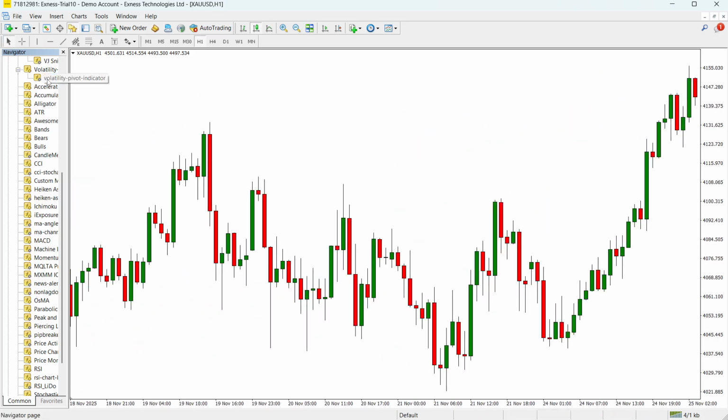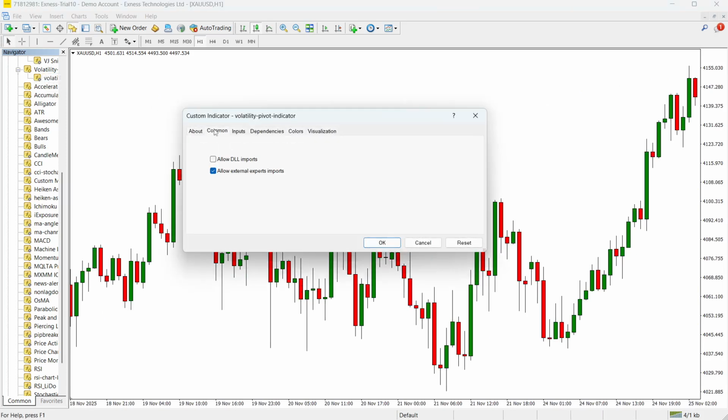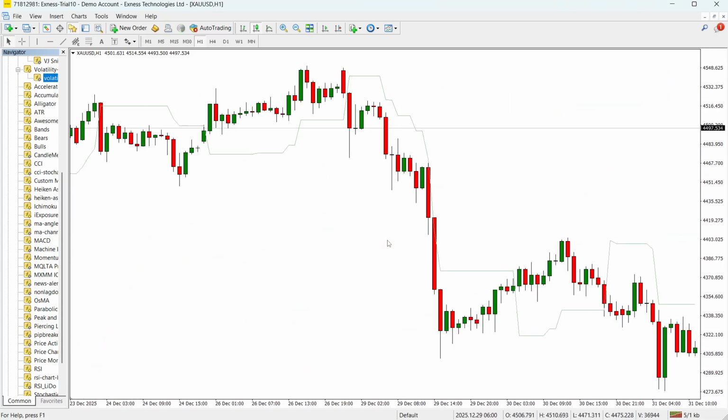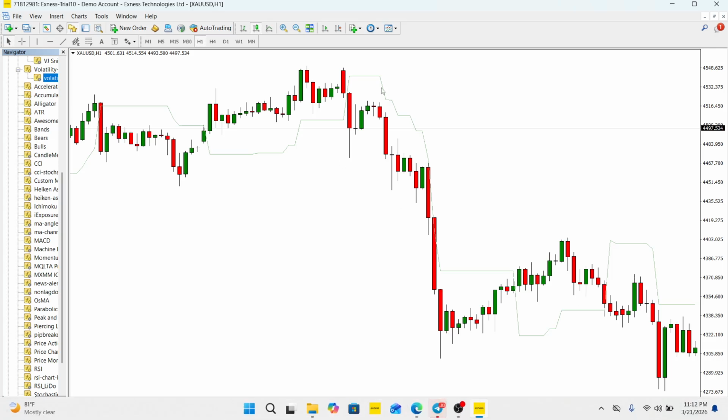At this point, I'll load the indicator on the chart so you can see how it looks in real time. Remember, I want to allow the DLL imports. And there we go. If you look closely, you can see it's installed on the chart. The volatility pivot indicator draws a set of horizontal lines that bend and move along with price, as you can see on the main chart. Like I said before, it adjusts to price volatility.